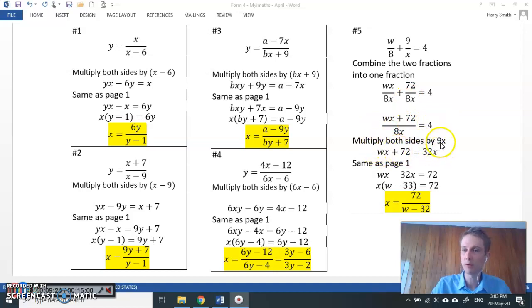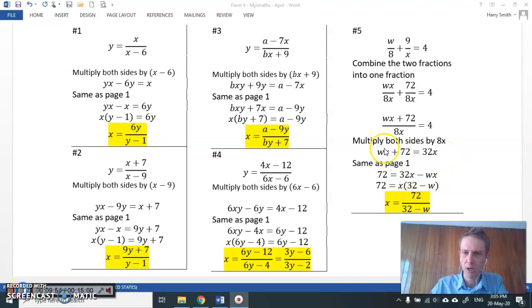Then I would multiply both sides by 8x. That should be there. Sorry, multiply both sides by 8x. wx plus 72 divided by 8x times by 8x is wx plus 72. 4 times 8 is 32. 4 times 8x is 32x. Yeah. Same as page 1. We're going to move the 32x here, the 72, onto our other side. Just change the working out there.